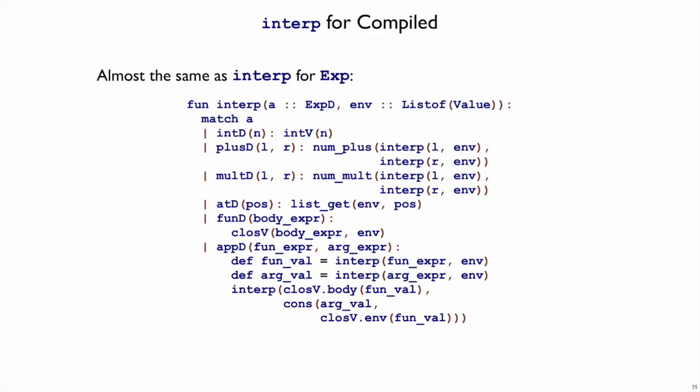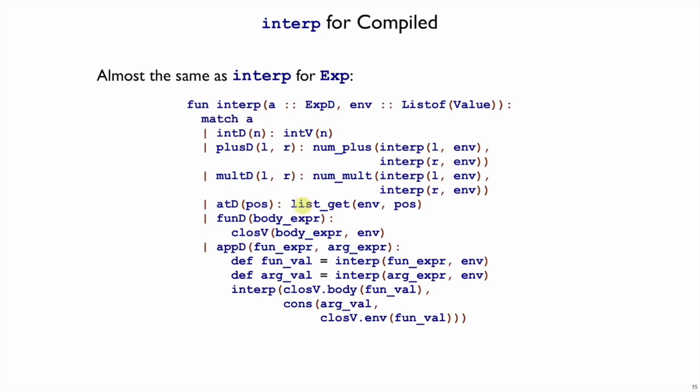After we've compiled an expression, we're ready to interpret it. So we change our interpreter now to take an xd instead of an exp. And we also change the environment representation to be just a list of values, since we no longer need the names associated with those values. Interp on an xd has cases like int d, plus d, and multi d that work pretty much the same as they did for int e, plus c, and multi. But then instead of IDE, we have @d with a position.